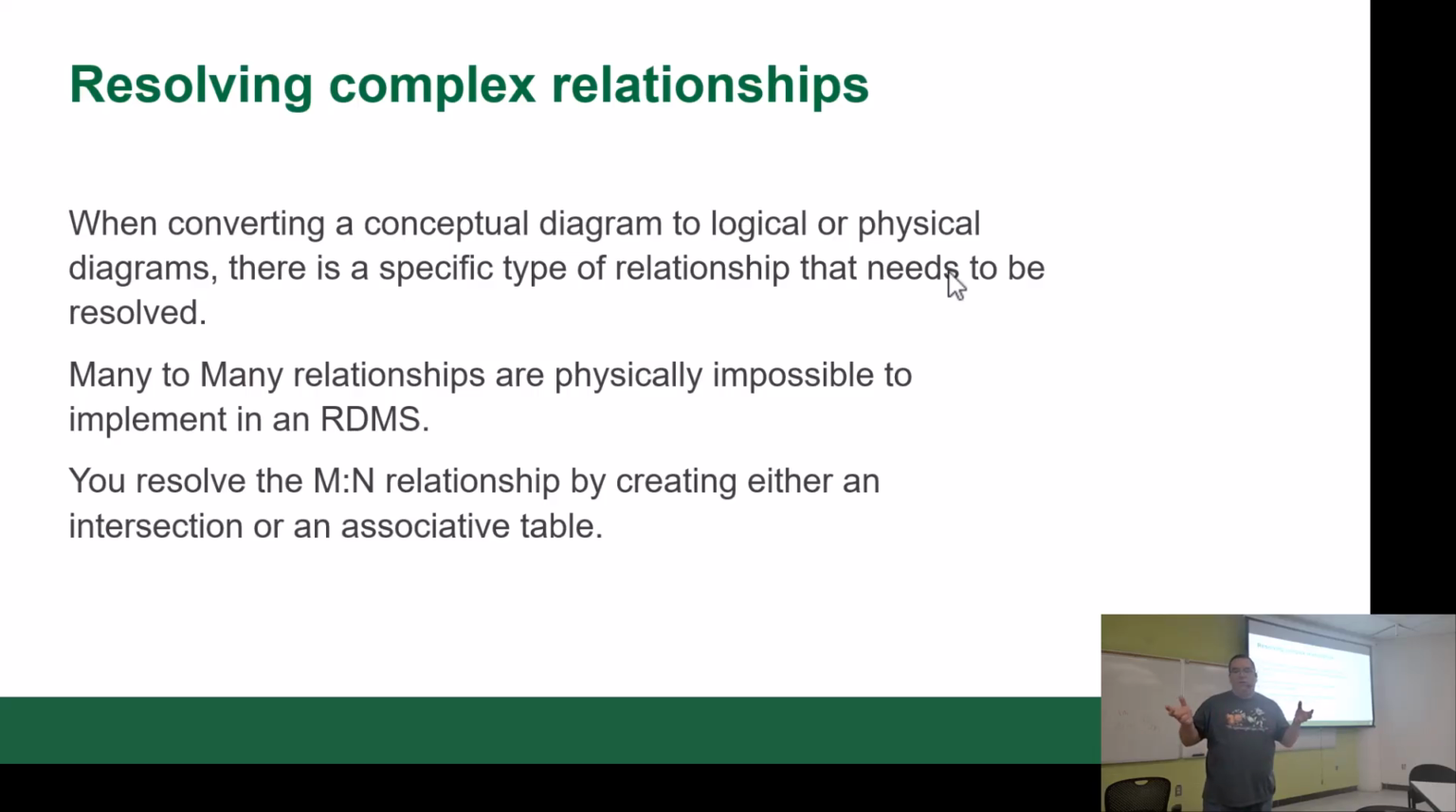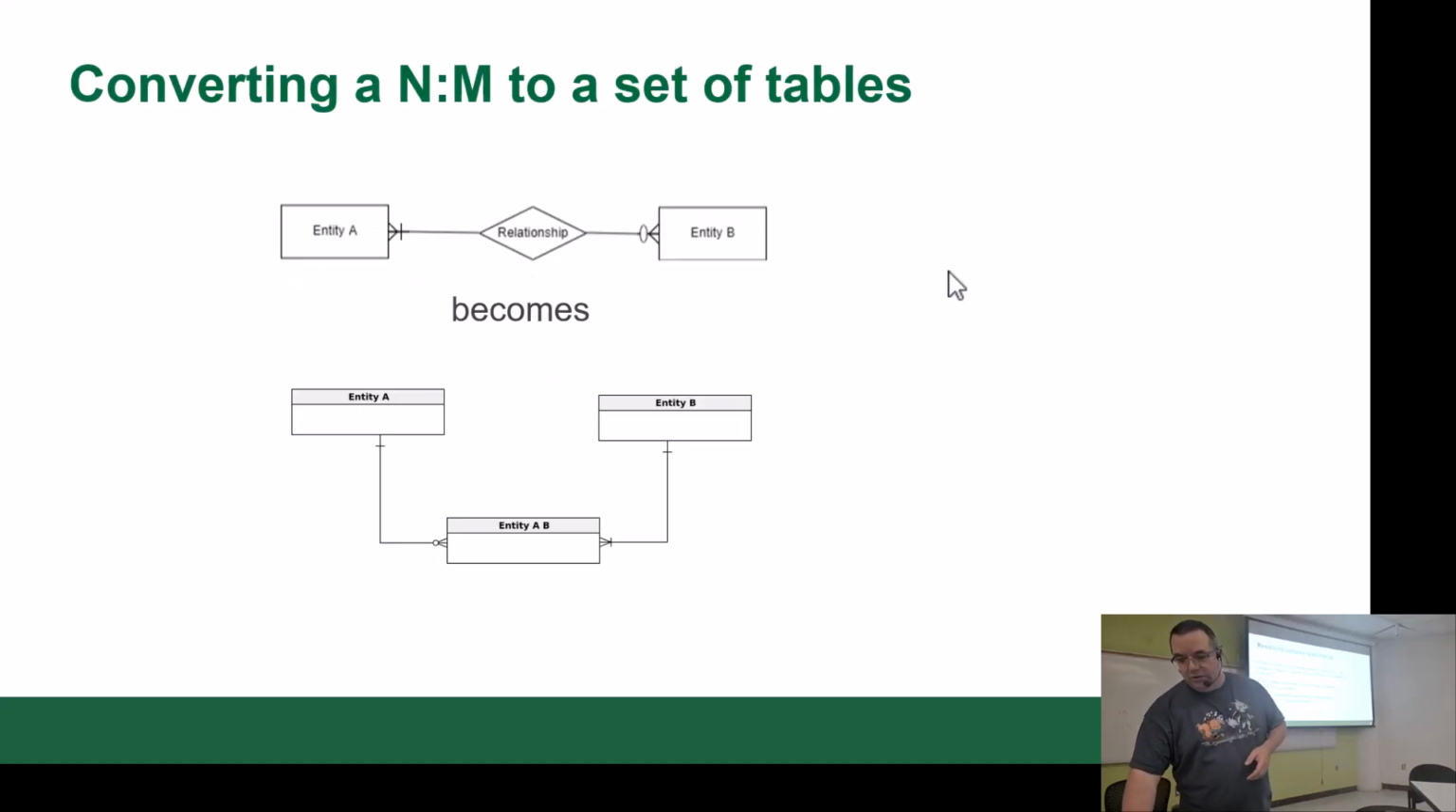Many to many is physically impossible to actually implement in a modern database system. So you resolve the many to many by creating either an intersection or an associative entity. They have two different jobs. So if we're talking about the conceptual diagram where entity A is related to B many times and B is related to A many times, it would get resolved as follows in the bottom. Now, A is related 0 or more times to B, and B is related 1 or more times to A.